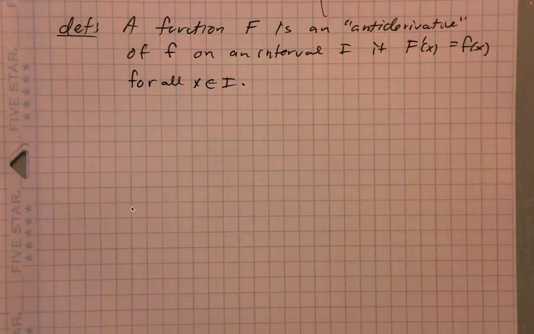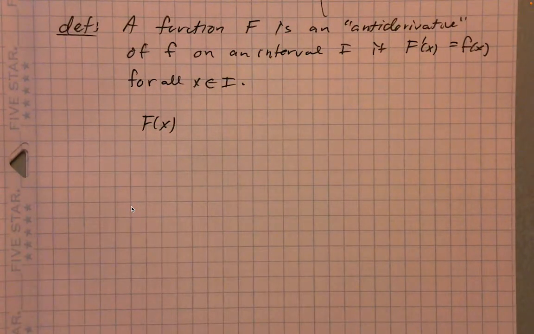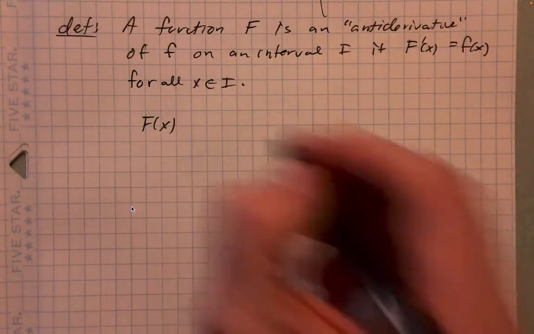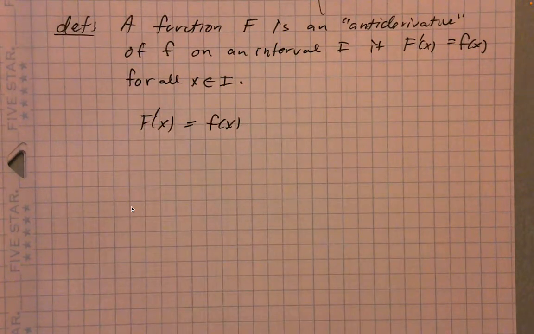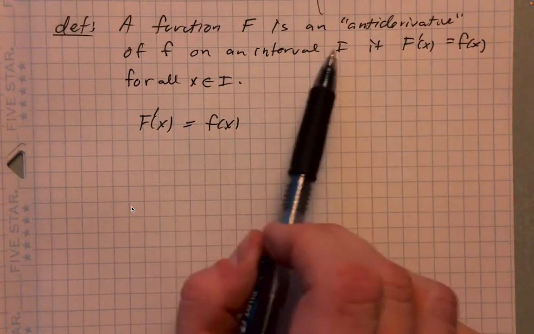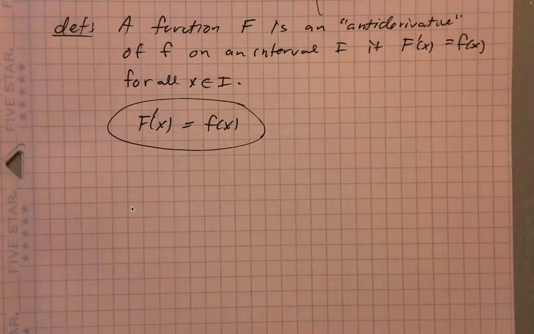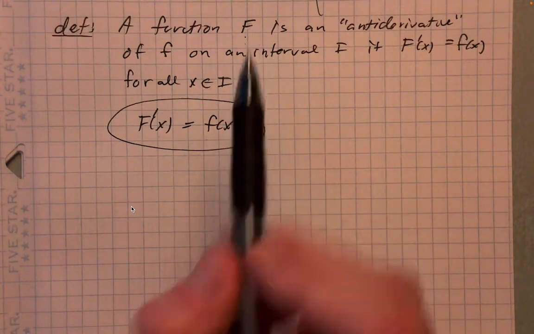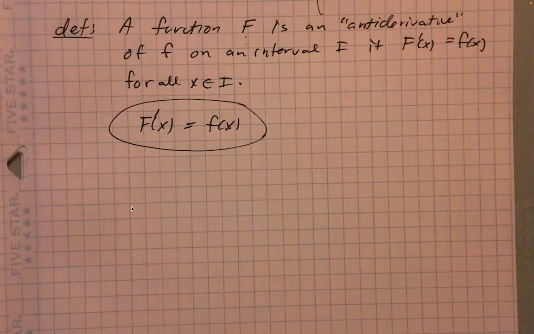So basically, big F of x is an antiderivative of little f of x if, when you differentiate big F, you get little f. It's an antiderivative if this relationship holds. Technically it would be based on intervals and so on, but this is the big idea right here. If you've got two functions, one we call little f, the other we call big F, and when you differentiate big F you get little f, then big F is an antiderivative of little f.